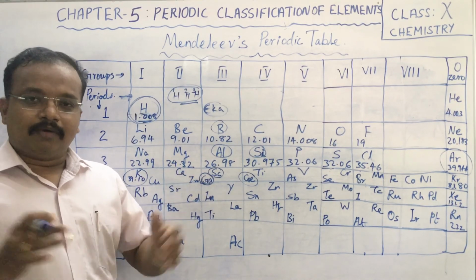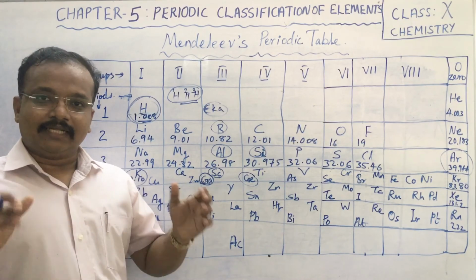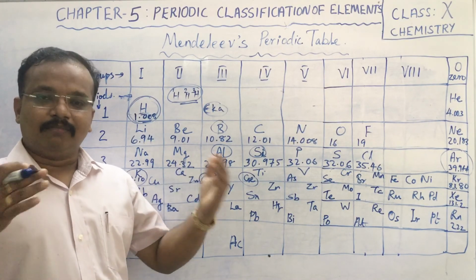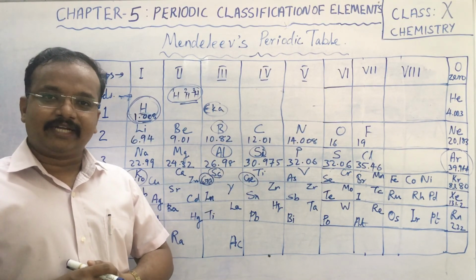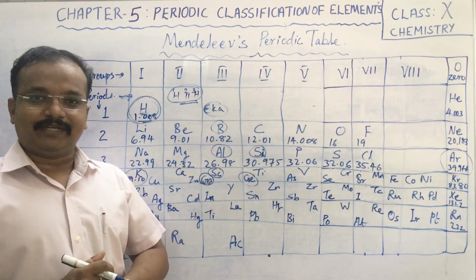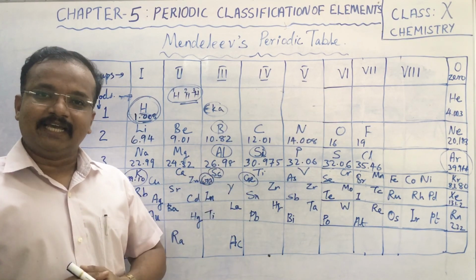So learn about Mendeleev's periodic table in a proper way, so that we will be able to understand the modern periodic table a little better, and we will be able to classify the elements in a proper way.